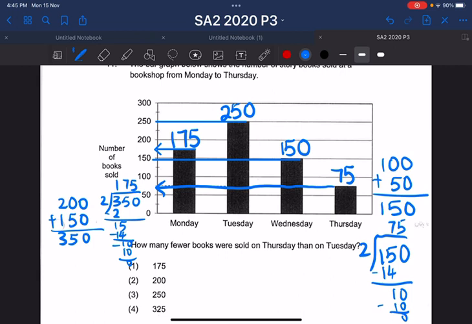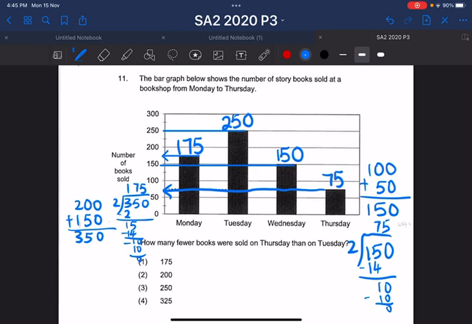Okay, now we are ready to answer some questions with all the numbers in our graph. Question 11. How many fewer books were sold on Thursday? Now Thursday is 75, right? Remember all our workings that we have been doing for bar graphs? Whenever you have a number or an important word, you will highlight the word and write down the number. So same goes here.